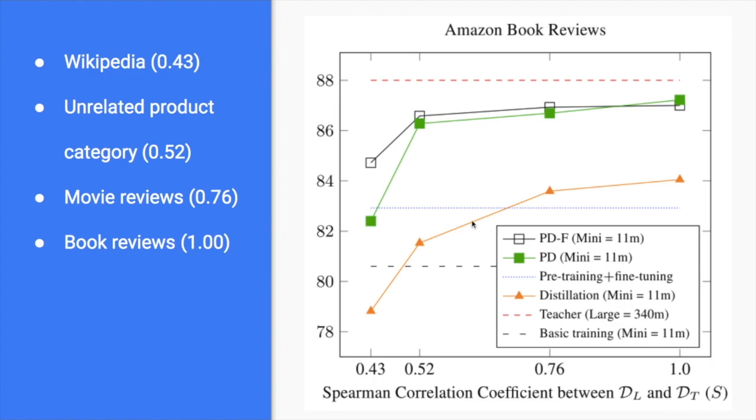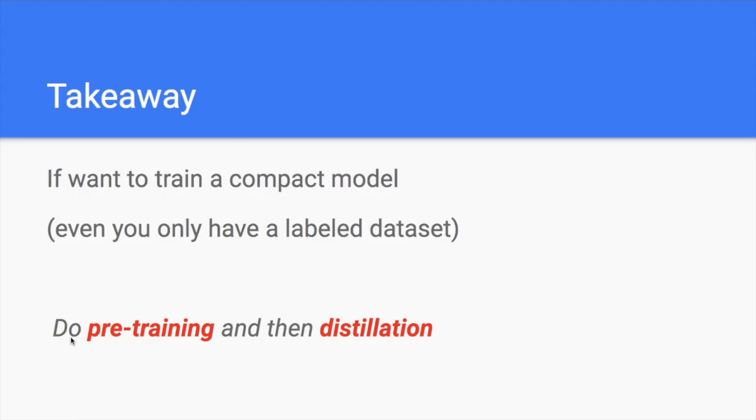And another baseline I would say is also important to look at. It's pre-training and fine-tuning. So even if you don't do pre-training and fine-tuning, you just do the distillation alone, your model can outperform the pre-training plus fine-tuning if your distillation data is similar enough to your downstream task data. So that's inspiring, I would say.